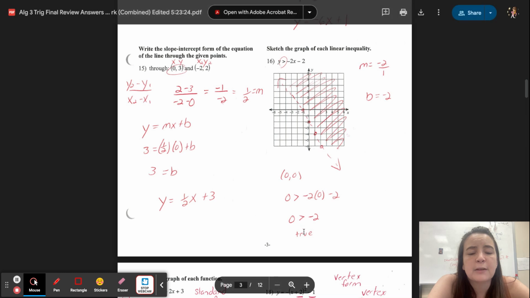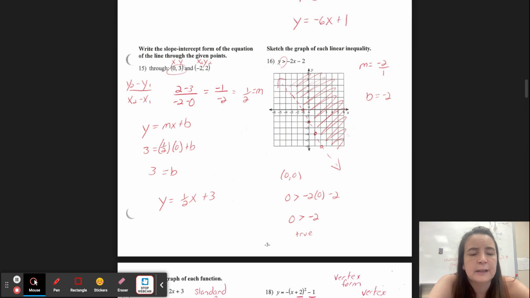If by chance it came out to be a false statement, like if it said that 0 is less than negative 2, which is not true, because negative numbers are smaller than 0, then that would be false, and I would shade the opposite area, because that means all the points on this side are not right, the other ones are.